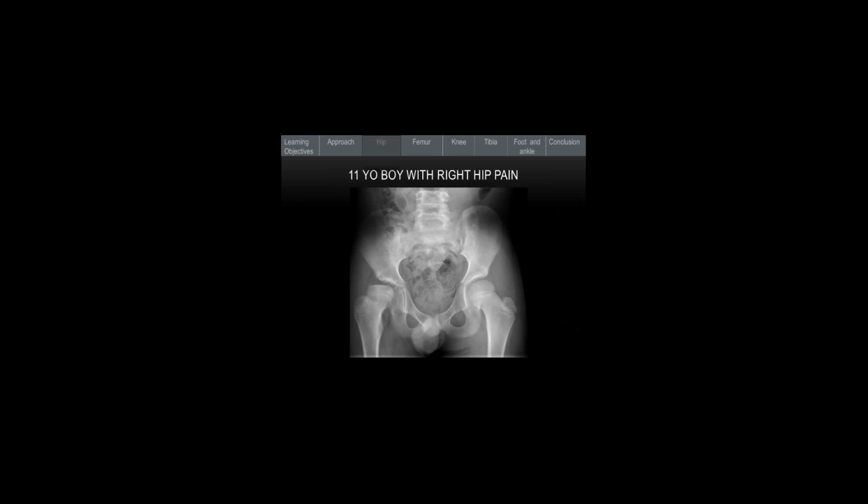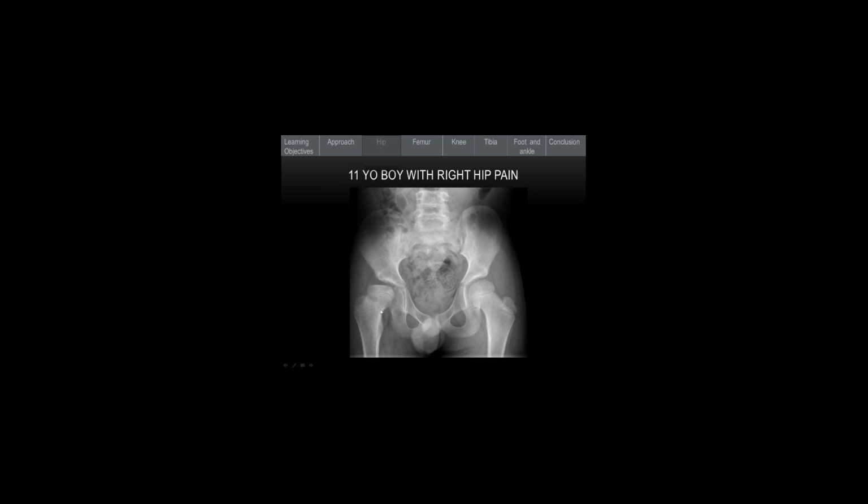So SCFE. Next case, another young boy, an 11-year-old, this time with right-sided hip pain. So look at this X-ray, and you'll be able to see that the normal left-sided femur and femoral neck, nice and round, well seated within the acetabulum.